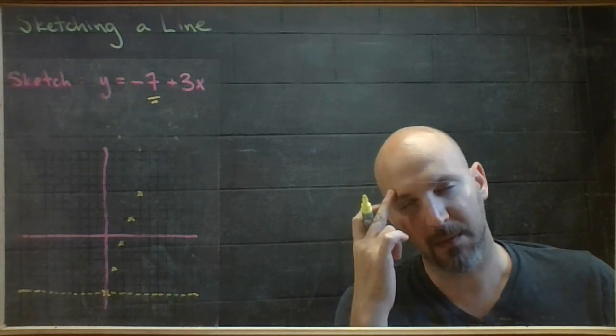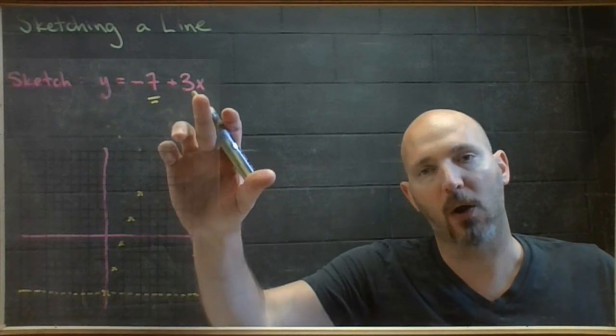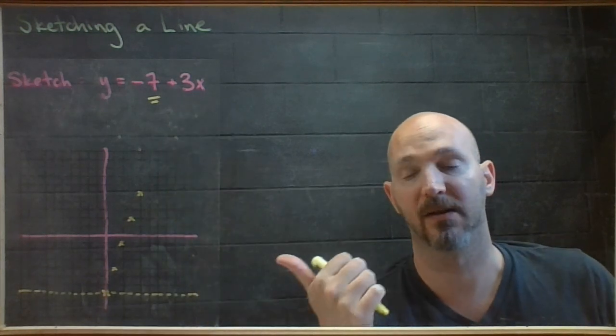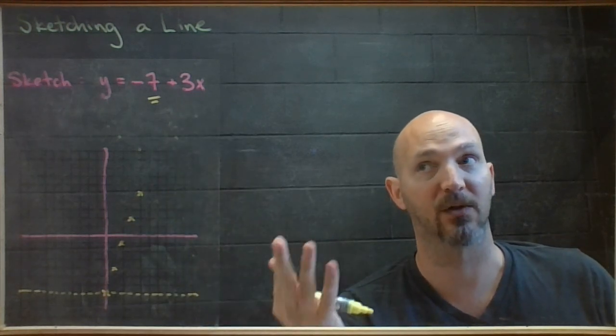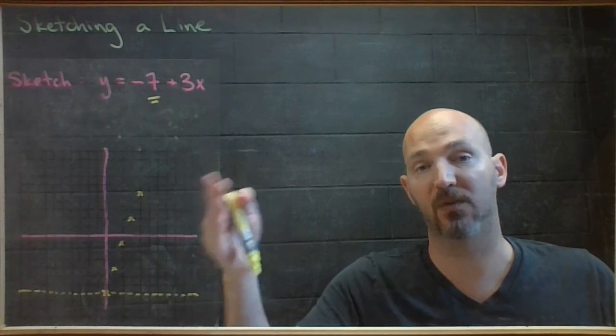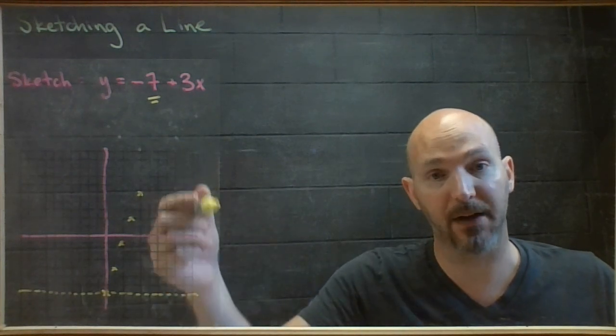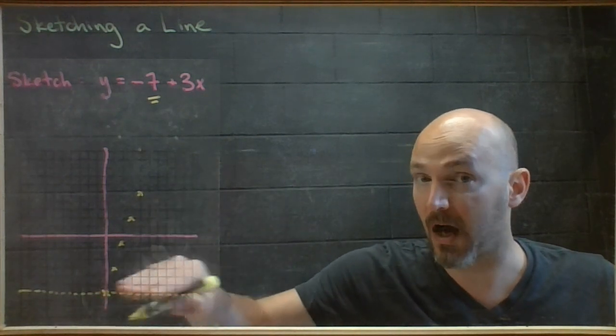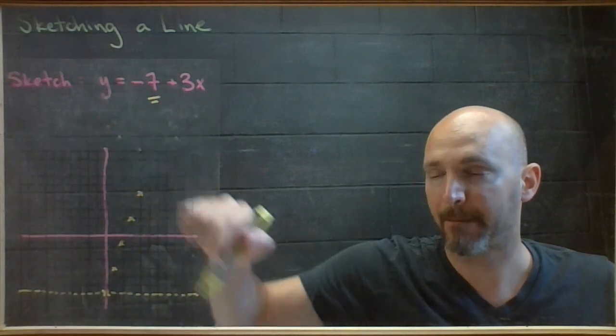So you can think about it as all of the multiples of 3, right? 0, 3, 6, 9, 12, 15, 18, 21, 24. I'm just counting by 3's and counting them up from this number.